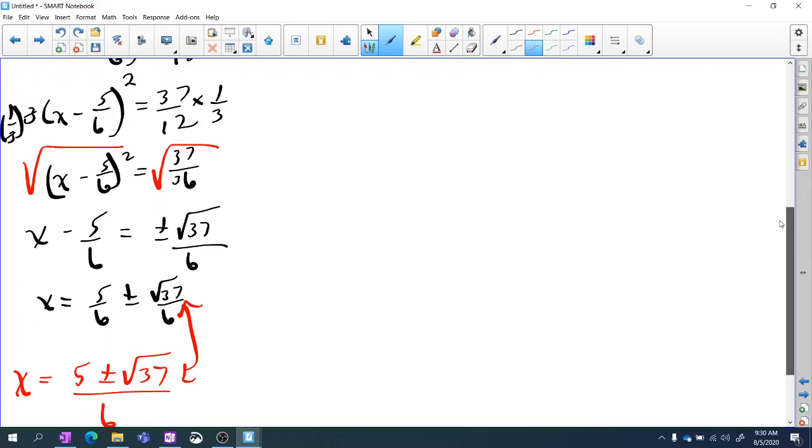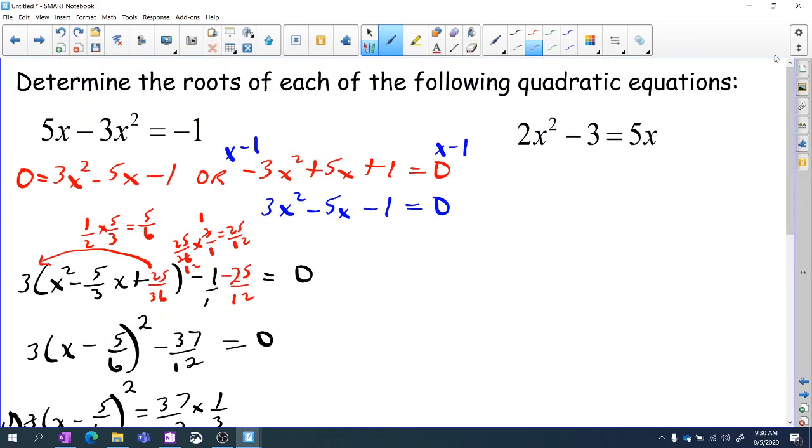All right, we got one more here. Let's have a look at where this one goes. So this one, same idea. Let's set it equal to 0 and see what happens. 2x squared. Always pull your x squared, your x, and then your number.